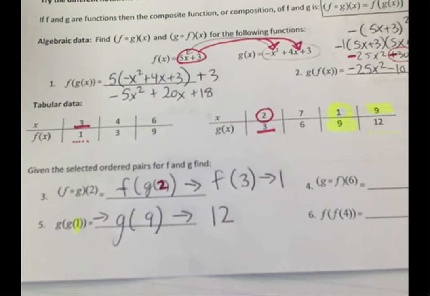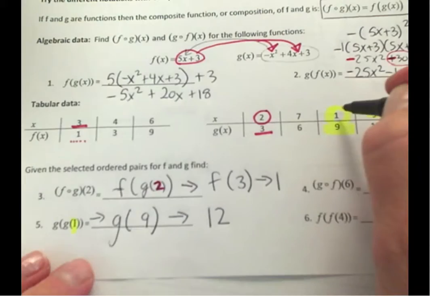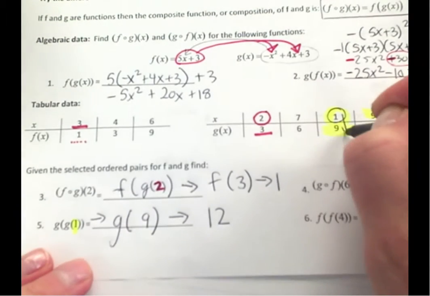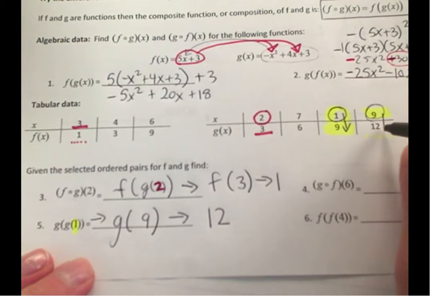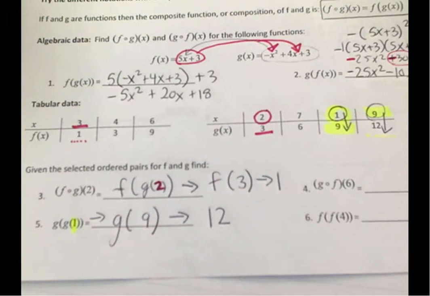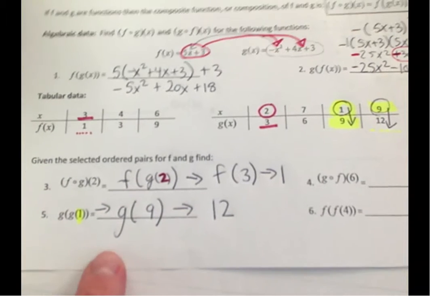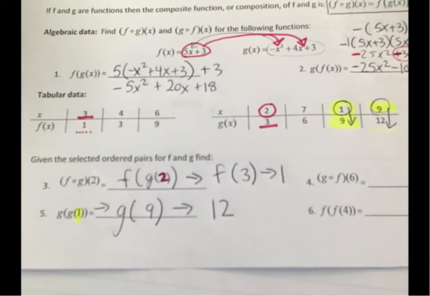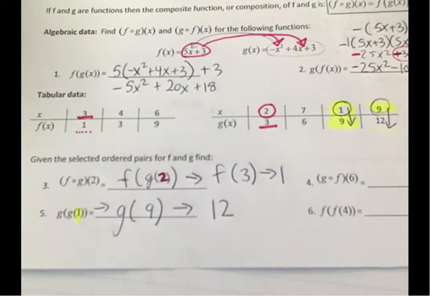The tricky part of composition is the output becomes the input. Look, I started here, I went to 9, and then the 9 became the input for the second round. First round was G of 1. Second round was G of 9. And so that 9 output becomes the next input.